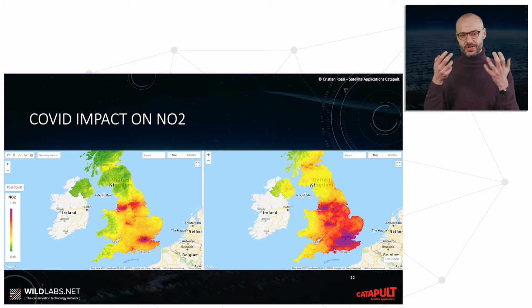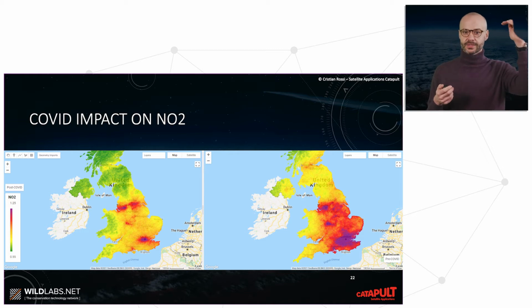So you can easily appreciate this by looking at the color scale. Green, in this case, is a low quantity of NO2, while red or violet is a high level. So we can clearly appreciate this by looking at these images.